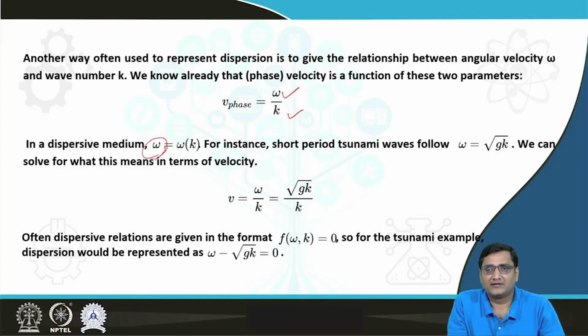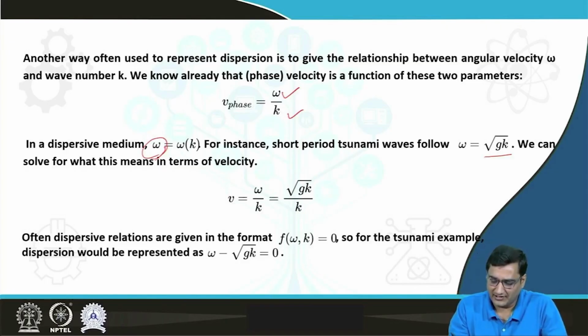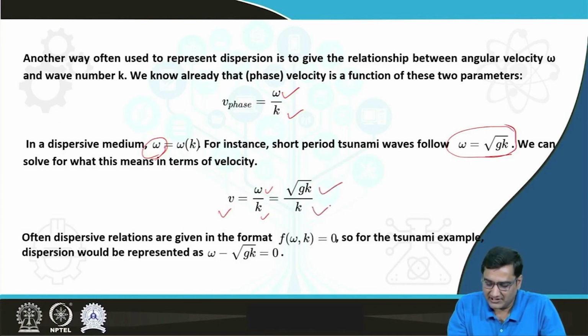For instance, if we talk about a short period tsunami wave, it follows omega equal to the square root of g k, where g is the acceleration due to gravity and k is the wave number. We can solve this in terms of velocity, such as v equal to omega by k, and omega can be further equated to the square root of g k, so v equals the square root of g k divided by k.